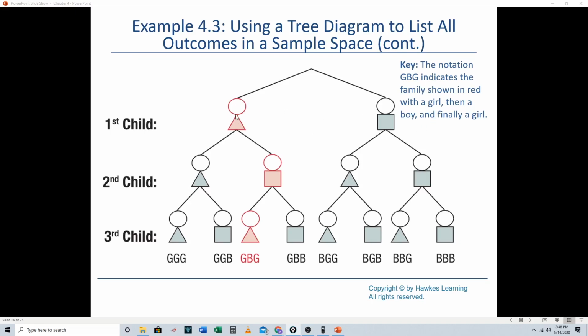Okay, so here we have their first child could be a girl or a boy. All right, and then after that, if they had a girl, their second child could be a girl or a boy. If they had a boy, their second child could be a girl or a boy.